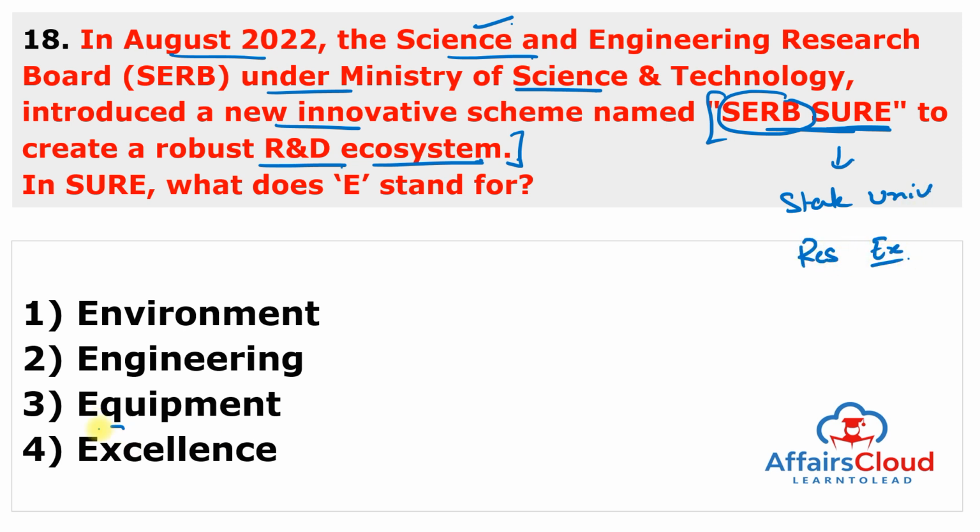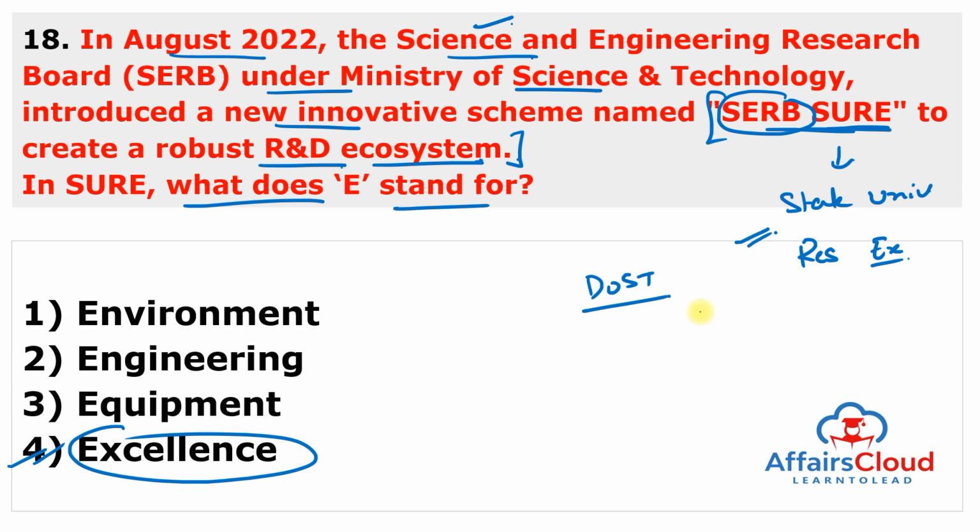So E stands for excellence. So what does E stand for? It means excellence. A new innovative scheme called State University Research Excellence, which is known as SURE, has been introduced by the Science and Engineering Research Board, which is a statutory body under the Department of Science and Technology under the Ministry of Science and Technology.